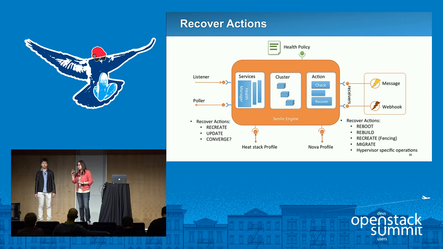And for the recreate, underlying, we implement fencing at the VM level. That means really delete the VM before starting another one. And we support migrate or live migrate. And of course, we can support special capabilities from different hypervisors, such as collaborating with VMware, KVM, and Xen. We can expose their capability as a Senlin action and invoke them in the health auto-scaling loop.